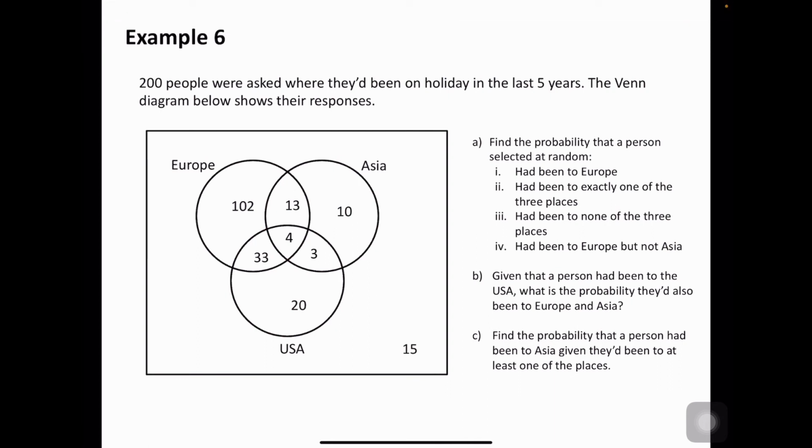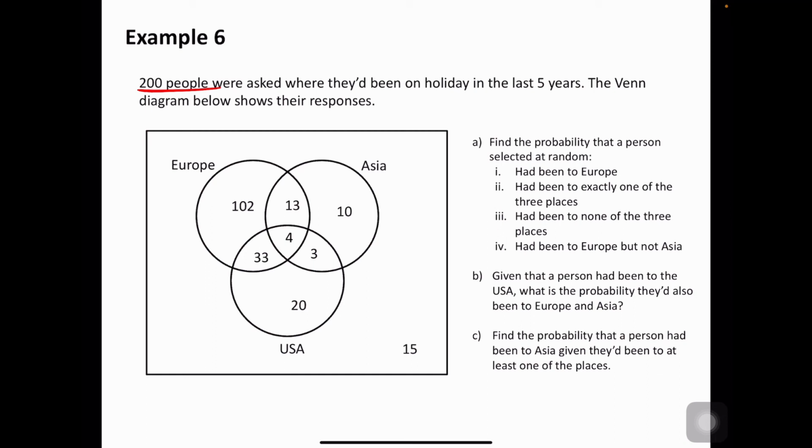Here is another example. It looks kind of similar to the previous example, so you could just do this independently. If so, pause the video. If you're still not too sure about these types of questions, then just listen to me go through it. 200 people were asked whether they have been on holiday in the past 5 years. This is the Venn diagram. So find the probability that a person selected at random has been to Europe.